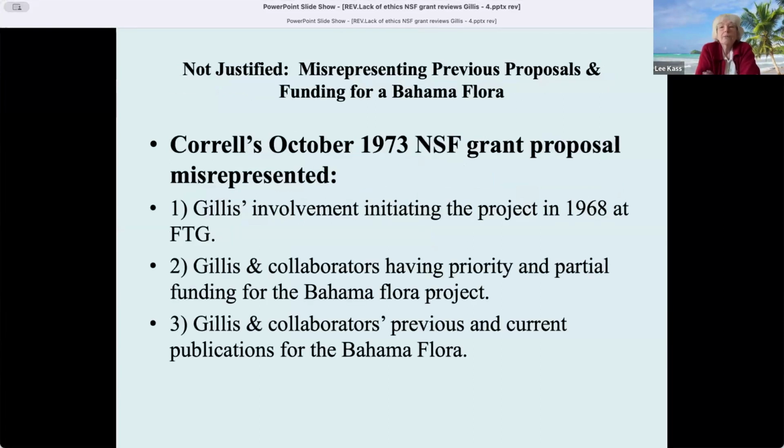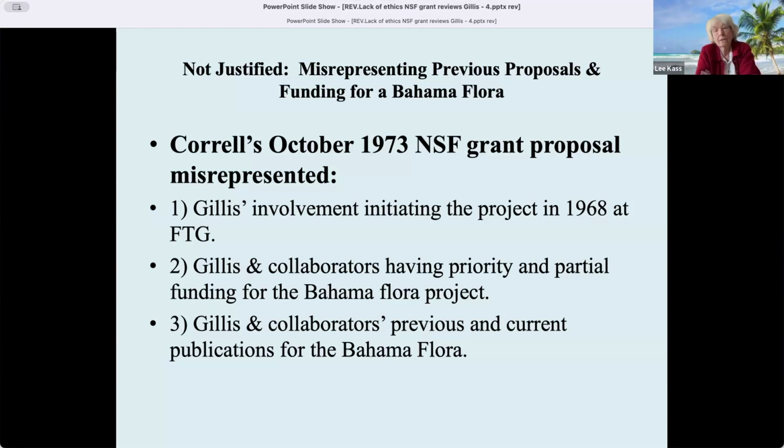Correll's October 1973 grant proposal misrepresented what actually happened. They did not include Gillis's involvement in initiating the project in 1968 at Fairchild Tropical Garden. They misrepresented it as an institutional proposal, which it was not. It was only signed by the institution director, but he had nothing to do with the grant proposal. Gillis and collaborators having priority and partial funding for the Bahama Flora project was ignored.